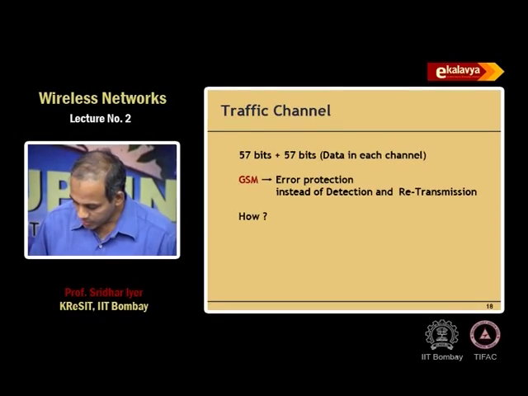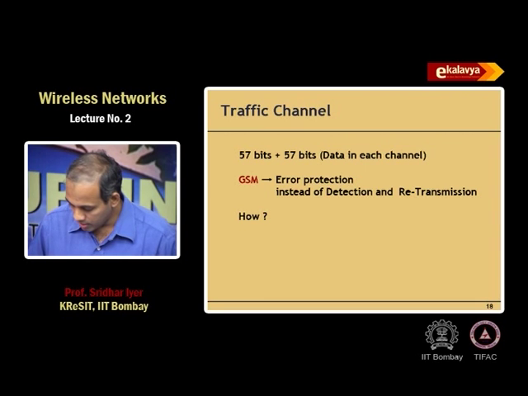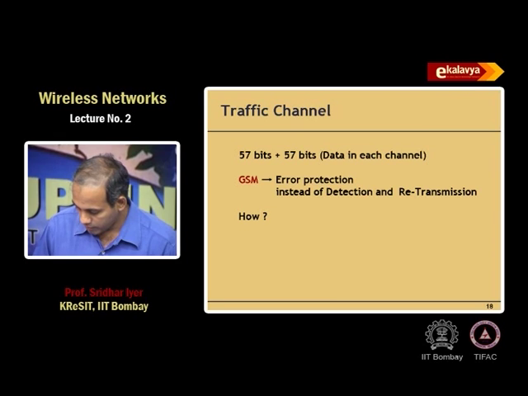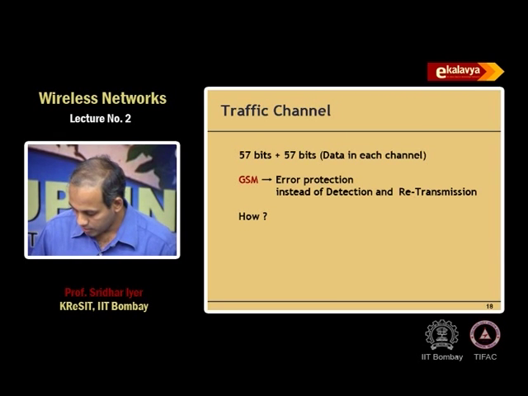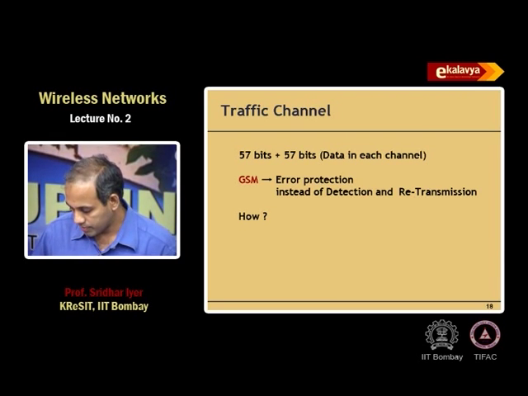That is a waste of channel resources. So in a GSM system, there is error protection instead of detection and retransmission. The idea why it is to be done is fairly straightforward. I want to just simply avoid retransmission. I do not want to do any retransmission, but at the same time I want maximum amount of the data to go across, right. So now the question is, how does it do error protection?